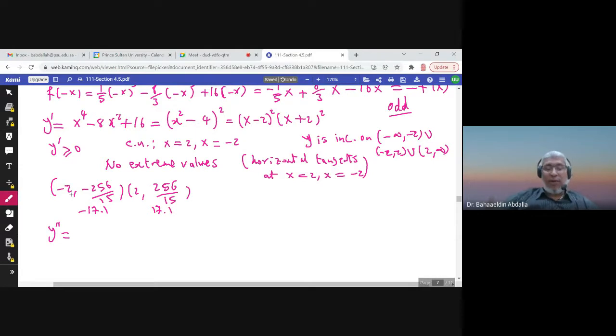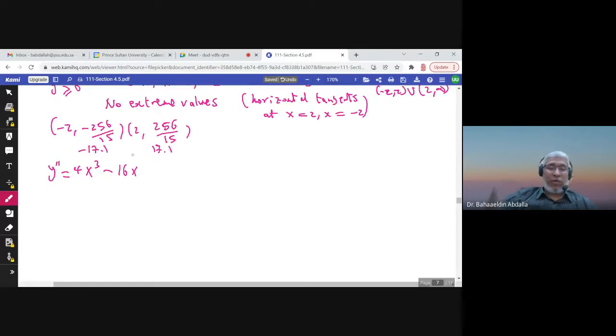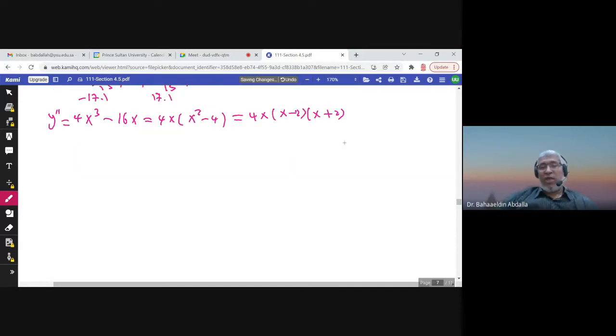So y double prime, I find it from here. So it's 4x to the power 3 minus 16x, plus 0. If I take 4x as a common factor, I'll have x squared minus 4. So it's 4x times x minus 2 times x plus 2. And the zeros now of y double prime, I have negative 2 and 0 and 2. There are 3 zeros of f double prime.